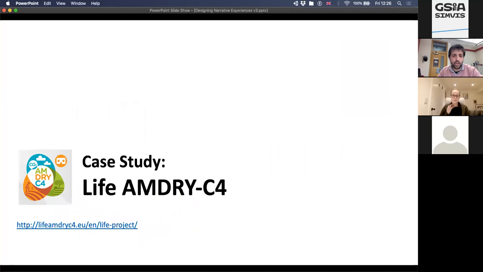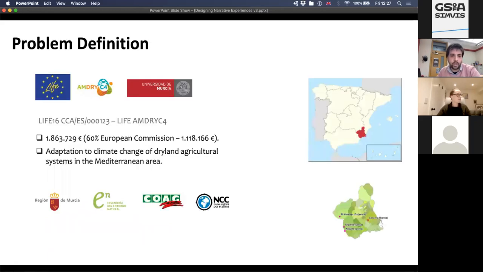I would like to use this vocabulary, these concepts, in relation to this case study, which is an application I've been developing more recently. It is still in process, but with some outcomes so far that I think we can comment on, and perhaps you can find them useful to inspire your own experiences in the future.